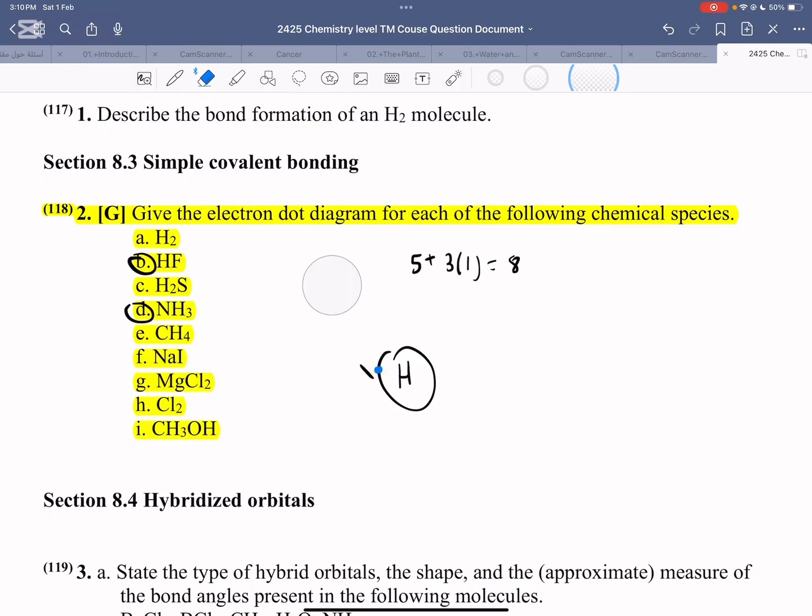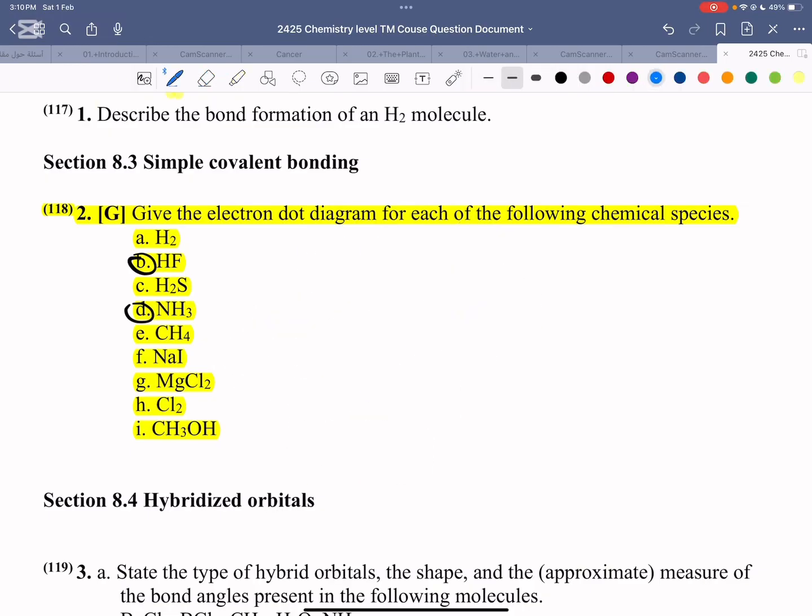Now let's look at a different example, for example MgCl2. Now MgCl2 is what? We have a metal plus a non-metal. When we have a metal and a non-metal, we call it ionic. So we have an ionic bond, an ionic compound. So how are we going to do this?